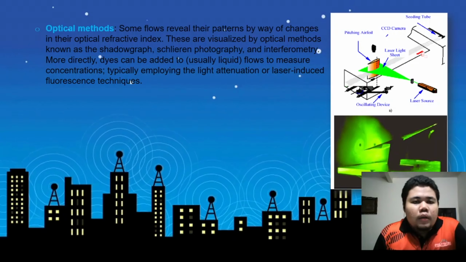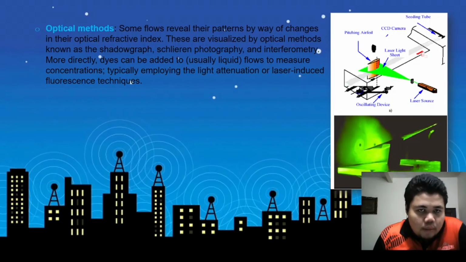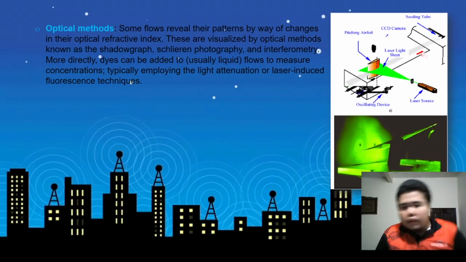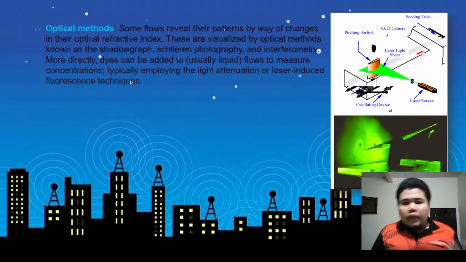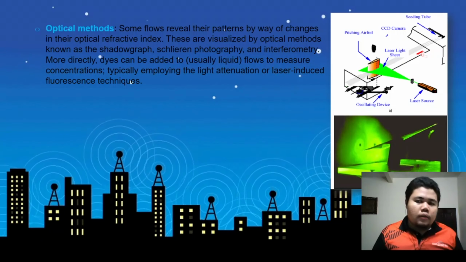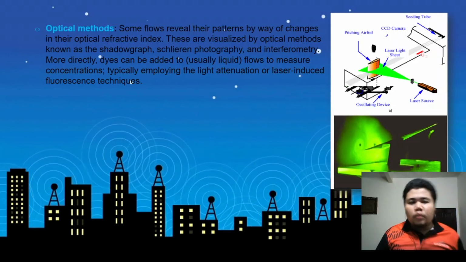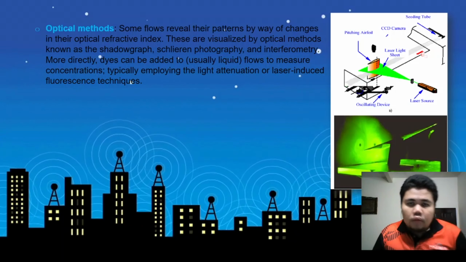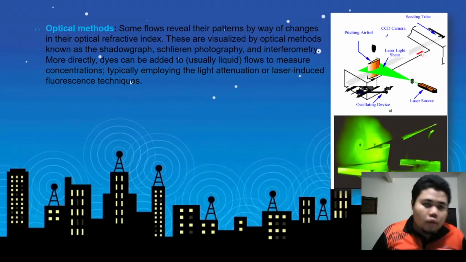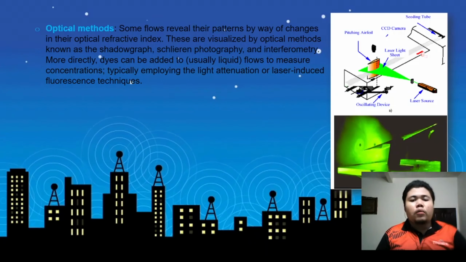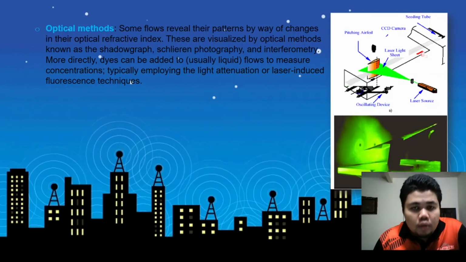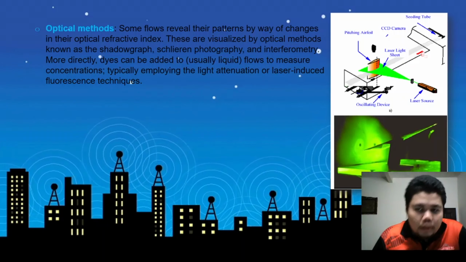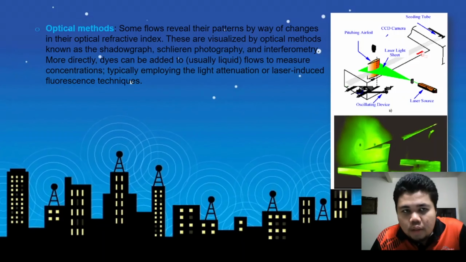Interferometry. More directly, dyes can be added to usually liquid. Dyes are actually like a color that is different from the usual liquid that we use to flow, to measure concentration, typically employing light attenuation or laser induced fluorescence technique. So this technique also uses a laser.